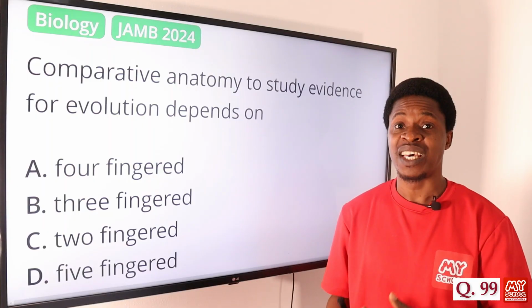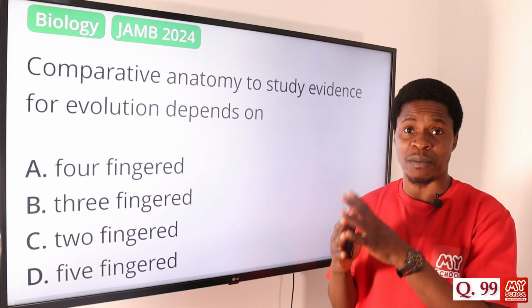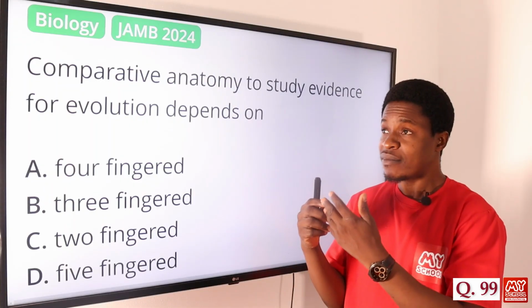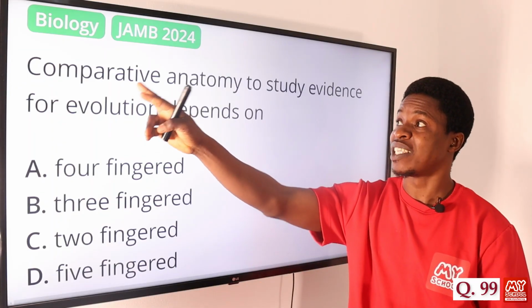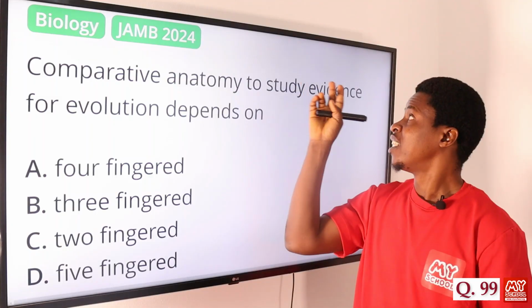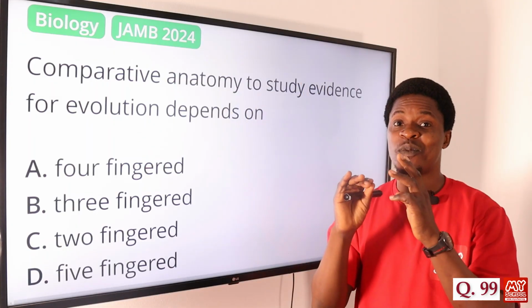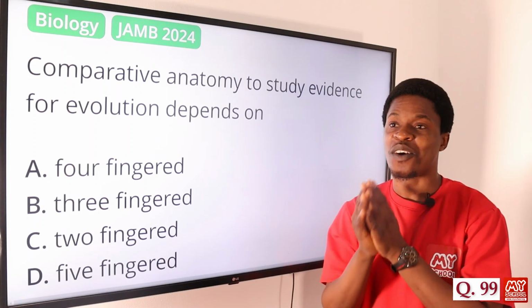Of evolution, okay. They have the same, but they have what? They have similarities, the structures, even though they are in different organisms. So we compare them. That's why we have comparative anatomy. To study the evidence for evolution, usually we look at the pentadactyl forelimbs of organisms.